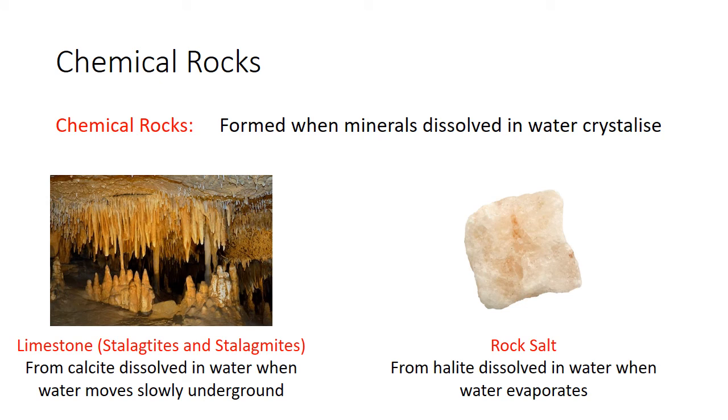Another chemical rock is rock salt. Rock salt is formed from the mineral halite. When water evaporates with halite in it, the halite is left behind, and we call it rock salt.